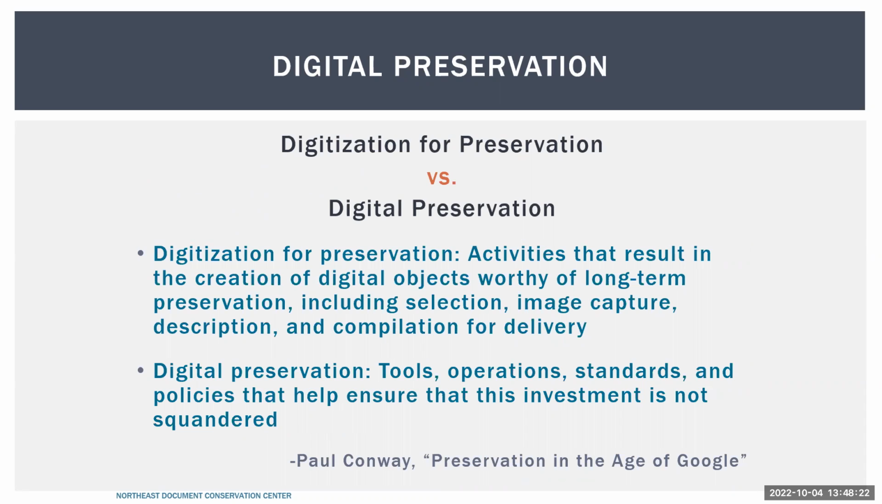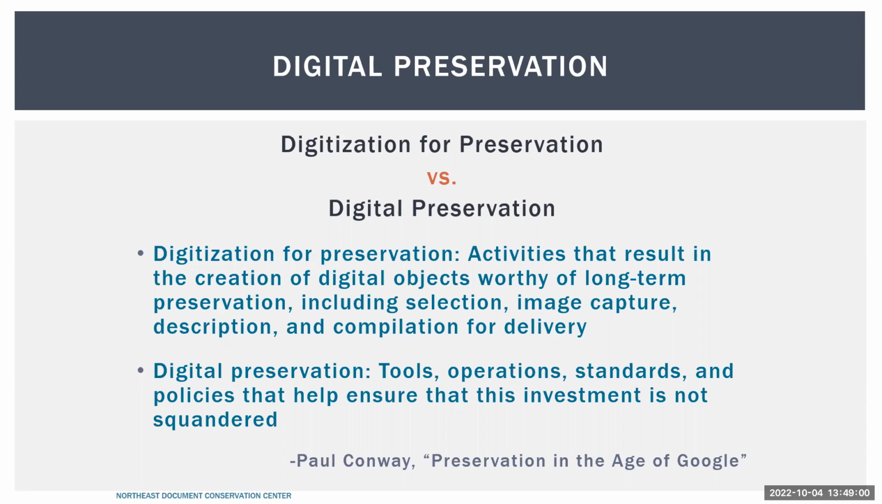And so thinking about organizing and describing our new digital files in a way that makes them both findable and usable, we also need to think about saving and storing these files and doing our part as good stewards of collections. And so this slide here is a reminder of the difference between digitization for preservation and digital preservation. And so if you look at Conway's two definitions here on the slide, you also see that they have a key element in common, and that is sustainability.